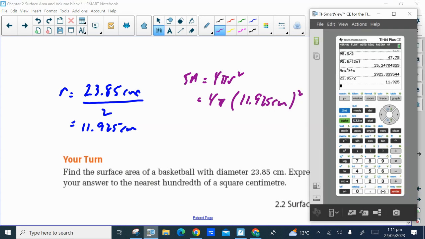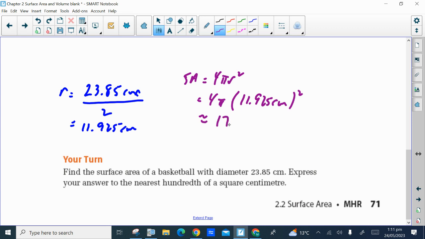So again, we've got this in our calculator already. Let's just square it, and then we'll multiply by 4 pi. 1787 to the nearest hundredth, 0.01. Hundredth is 2 decimal places. 1787.01. So there's the surface area to the nearest hundredth, which is 2 decimal places.